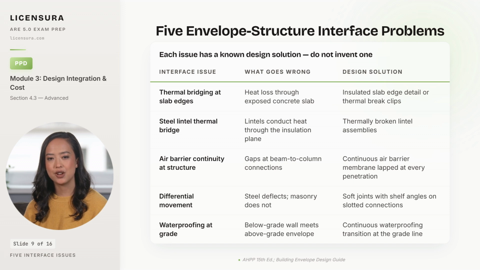Air barrier continuity breaks down at beam-to-column connections, where the membrane has to wrap around steel that the structural engineer never asked the architect about.